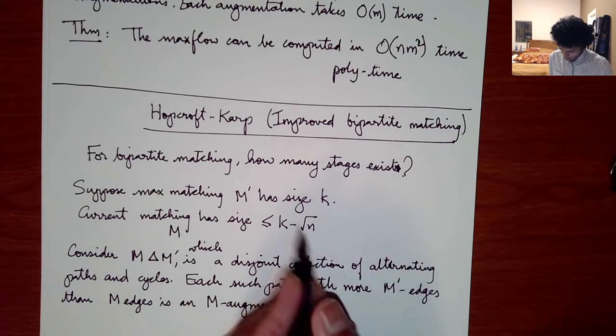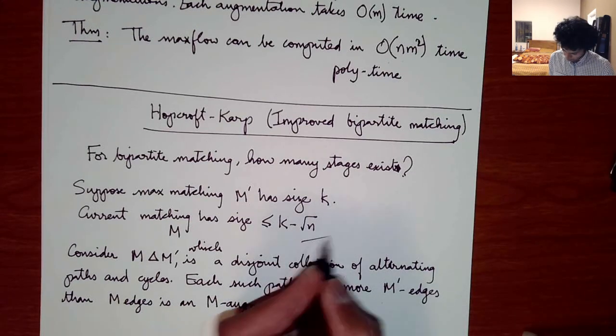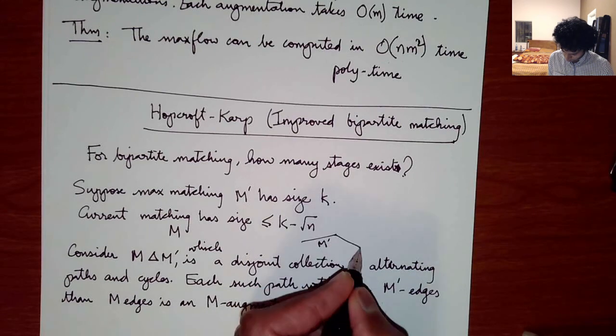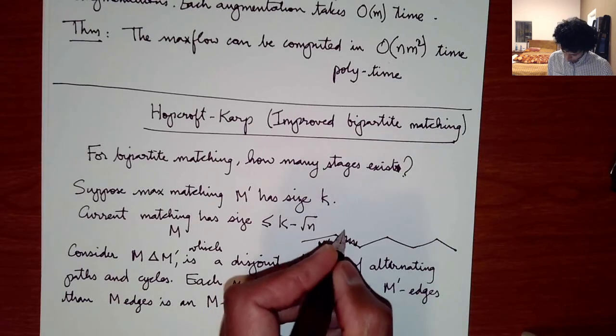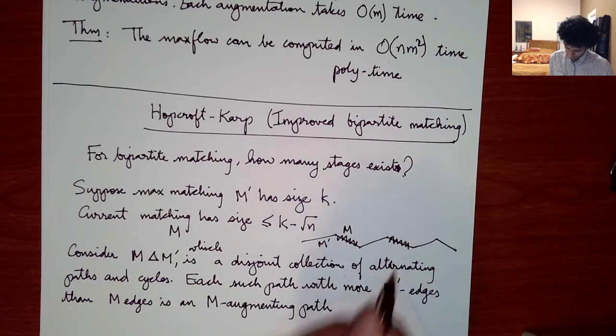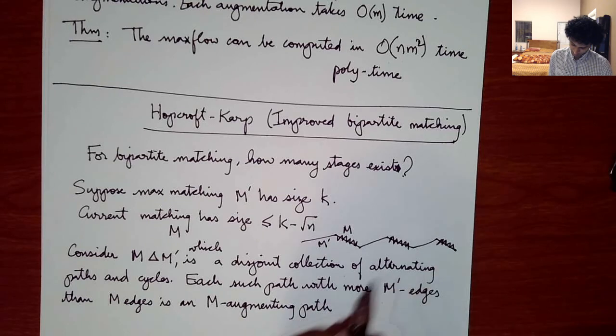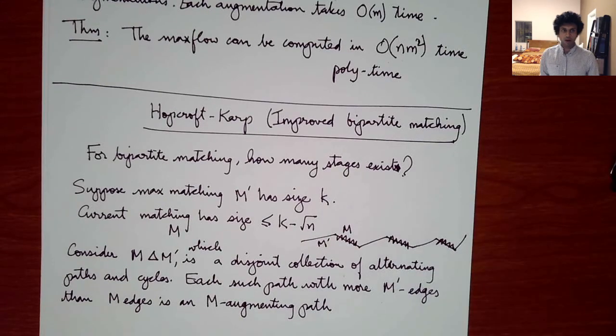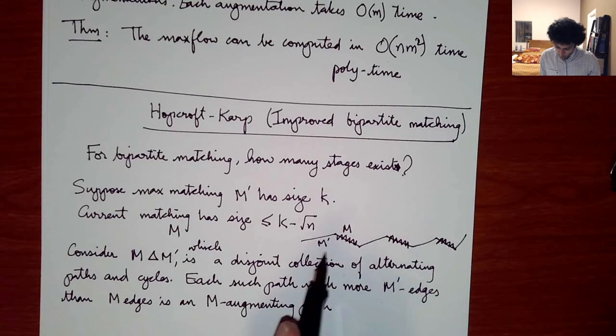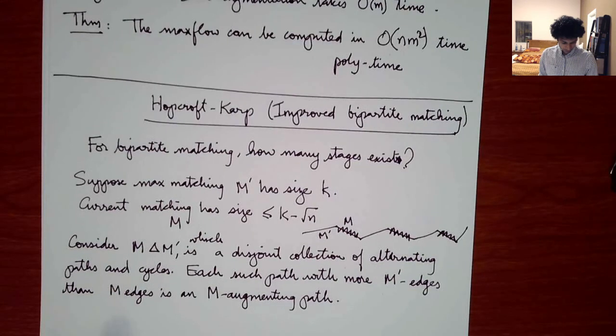Remember, if you had an alternating path, so I'm going to mark these as M' and do the squiggle for M. If you have any path of this form, this is an augmenting path because you could do the flip and you can increase the size of M. So each path with more M' edges than M edges is an augmenting path. And if it's an augmenting path, then we know that we can increase the size of the matching.